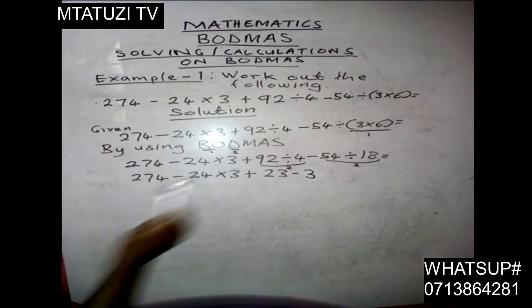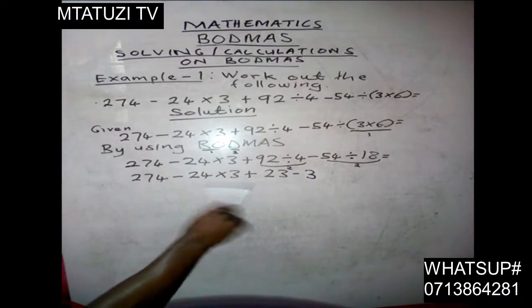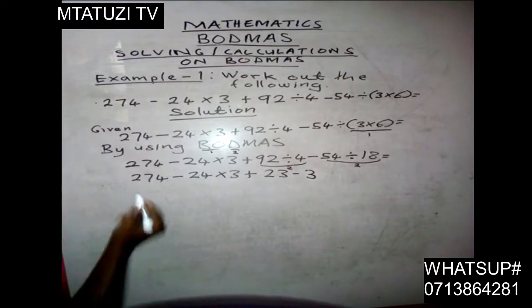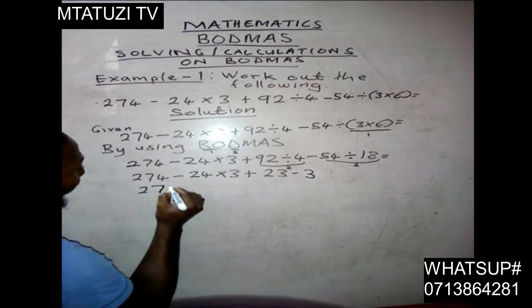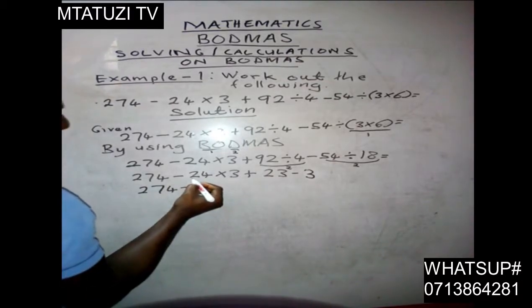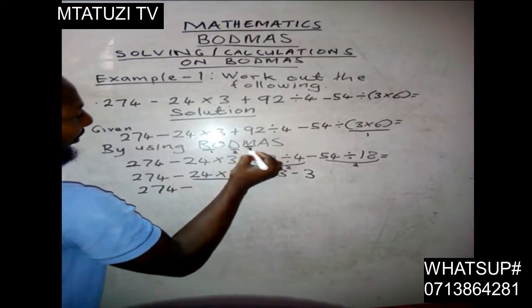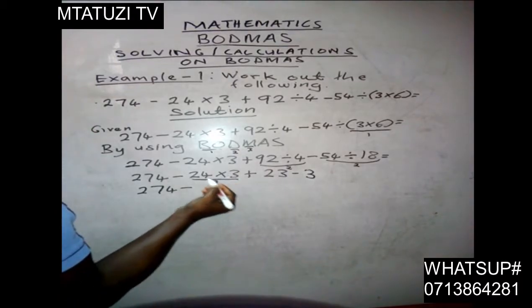Okay, now next. What next is M. M means multiplication. Whenever there is multiplication in an equation, you have to multiply. So 274 minus, here you have to multiply. There is multiplication here.